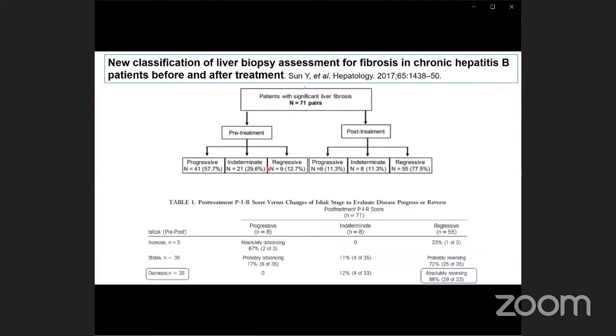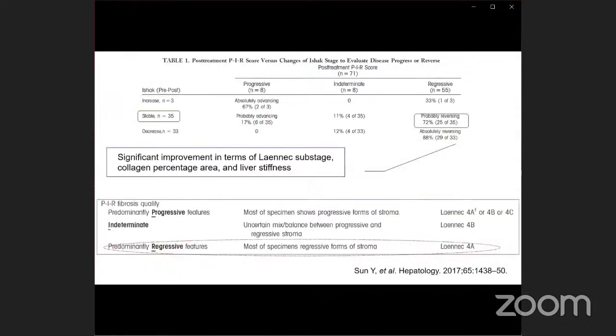And the Beijing group compared the PIR scoring system in chronic hepatitis B viral patients before and after treatment. They compared 71 pairs of liver biopsies. Here are pre-treatment and post-treatment features: mostly progressive features before treatment, and mostly regressive features after treatment. And they compared the PIR scoring and Ishak staging. In cases of decreased Ishak scoring, they are mostly regressing features, and in cases of increased Ishak scoring, mostly progressing features. In cases of stable Ishak fibrosis scoring with no change, when these cases are evaluated by PIR scoring, they mostly show reversing features.